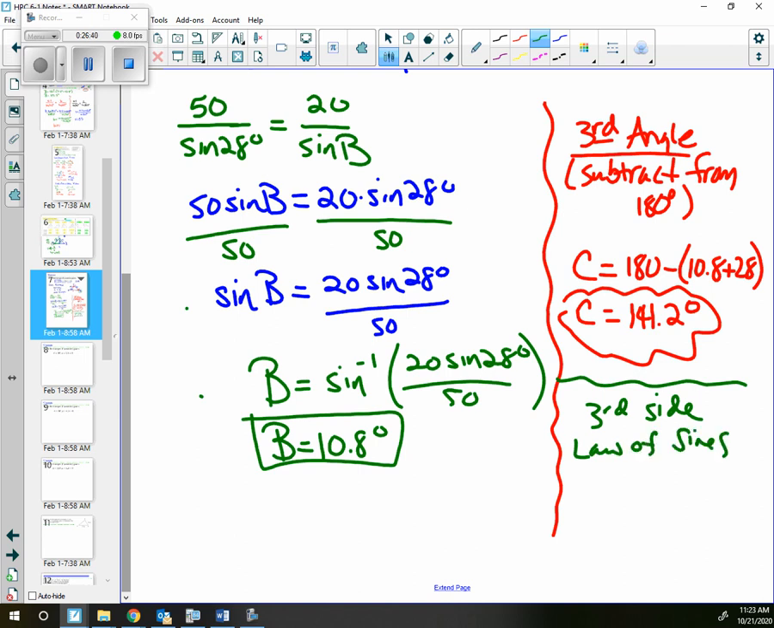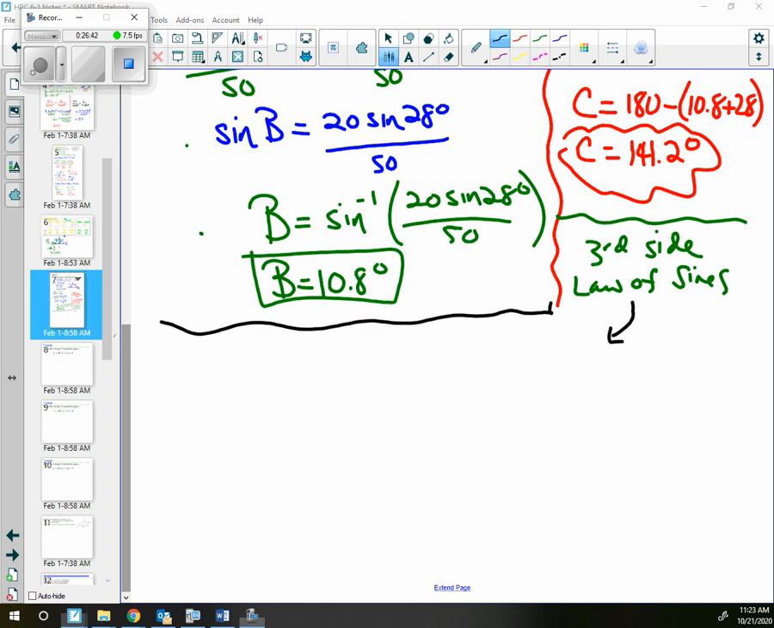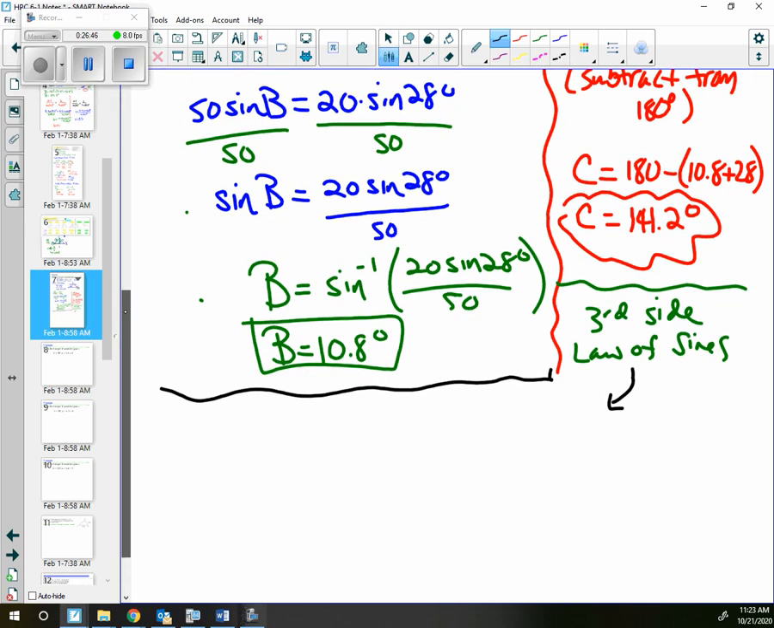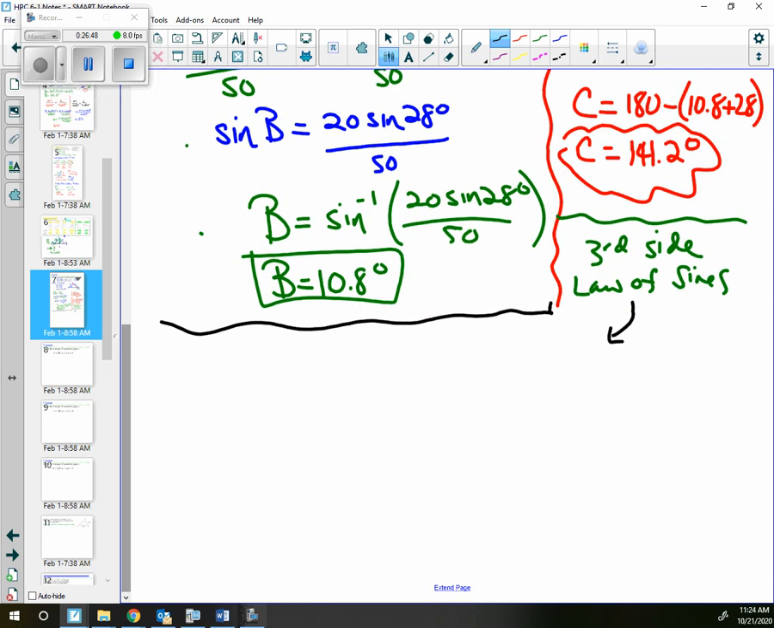So let's go ahead and do that. So we are going to have our 50, remembering these side lengths here. So side A is to the sine of 28 degrees as little c is to the sine of our angle C, which we just calculated to be 141.2. So we're going to cross multiply and divide.